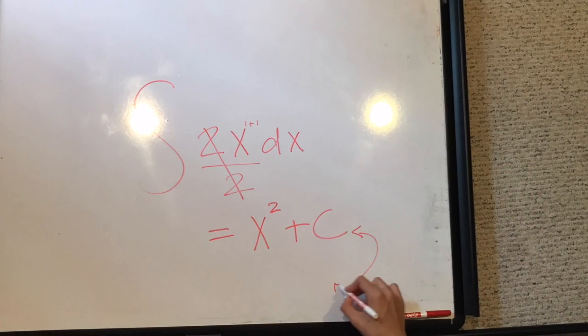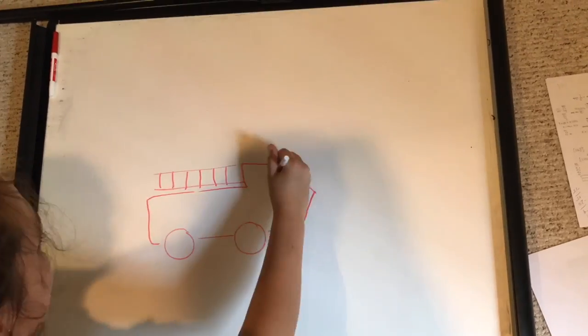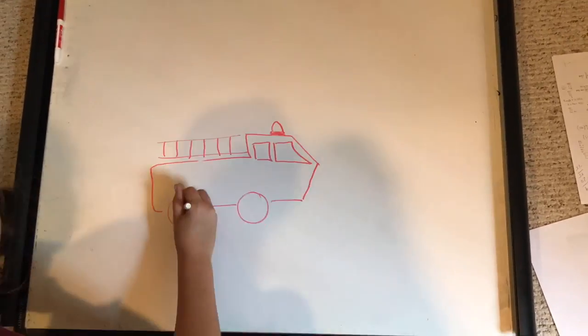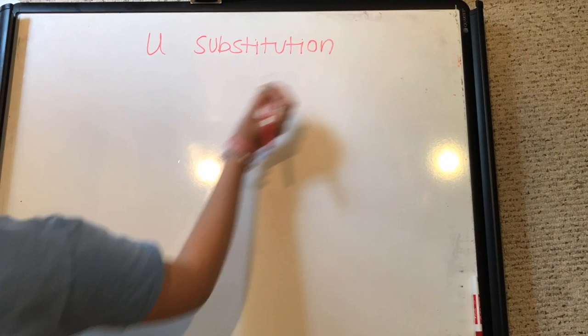Now, what is plus c? When integrating, a siren should go off in your head to always add plus c. Woo woo! Just like there is the chain rule in deriving, there is u substitution in integrating.